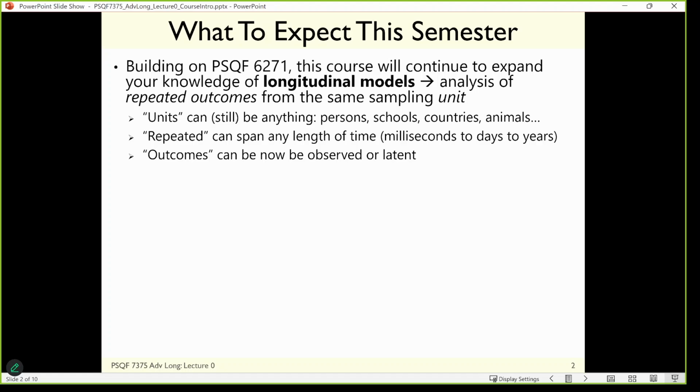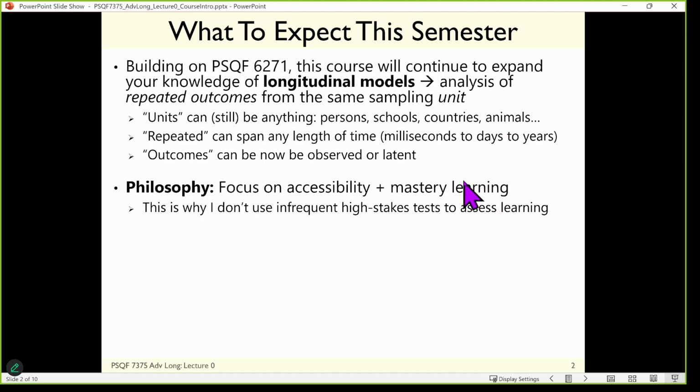Outcomes, we were looking at only observed outcomes last semester, which presumes that they're measured perfectly. Now we know that's not going to be the case, and so one of the things that we'll get into this semester is how to fit latent variable measurement models simultaneously and see how latent variables change over time. I have at least one example of that, and that would be an excellent project topic for those of you who are interested in building your measurement skills as well.